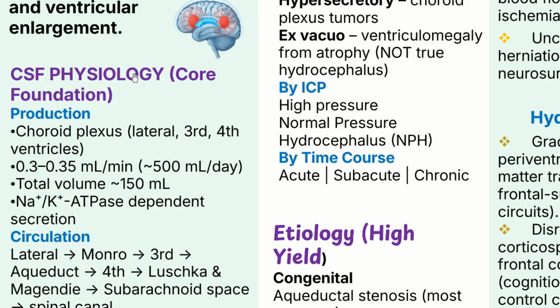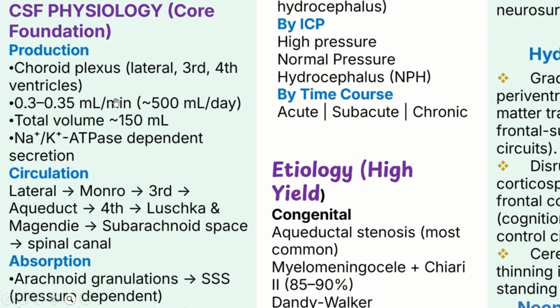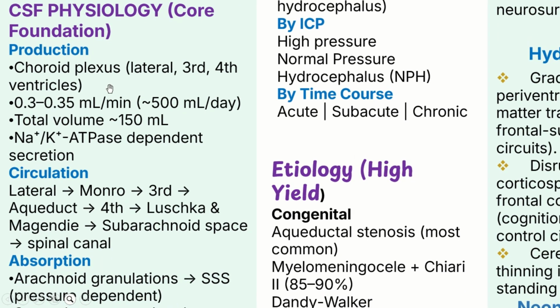CSF is produced by the choroid plexus, which is found in the lateral, third and fourth ventricles. We produce about 0.3 mL per minute of CSF, which is equivalent to around 500 mL per day. But the total volume of CSF is always 150 mL, which means about 350 mL per day of what's produced is reabsorbed. So the highest amount is reabsorbed, and the secretion is sodium-potassium ATPase dependent, as well as ultrafiltration.